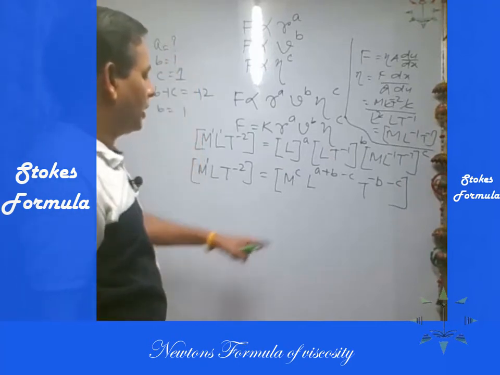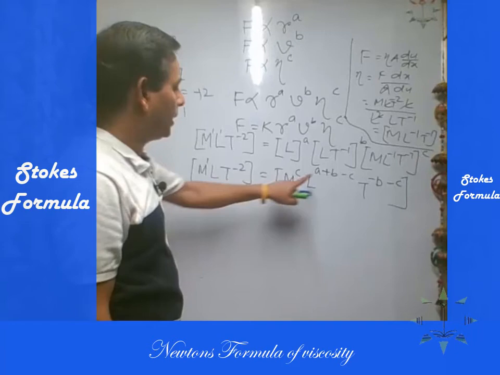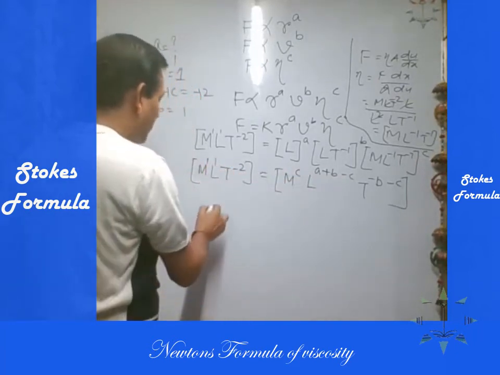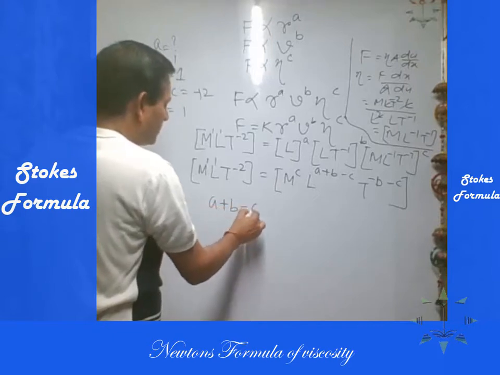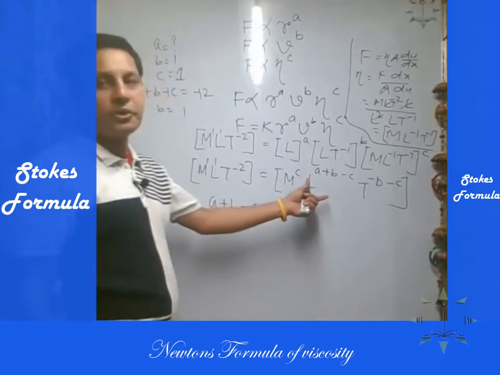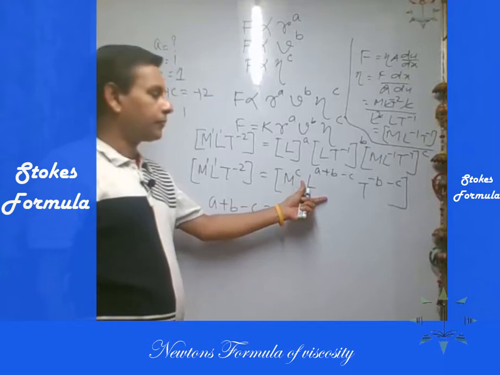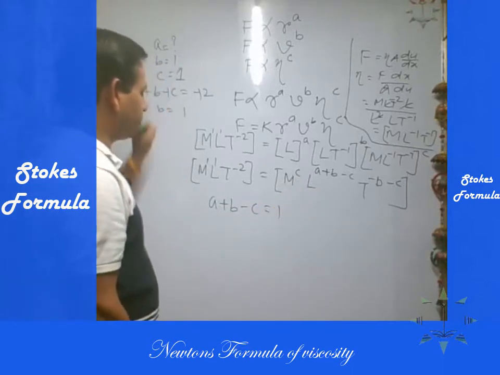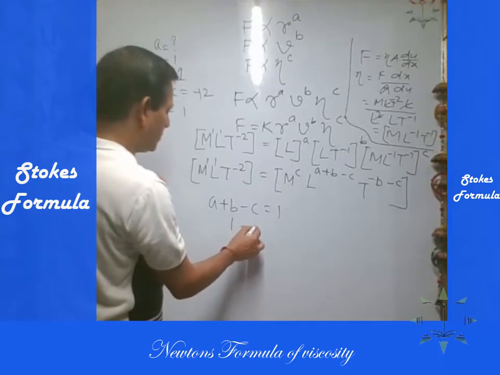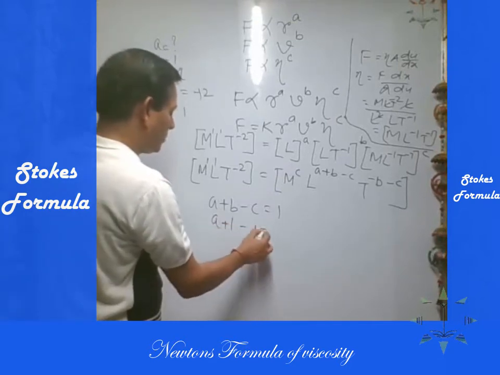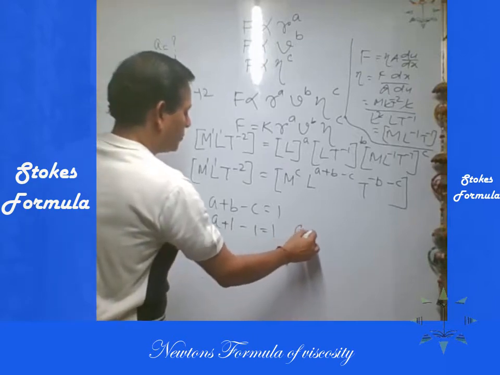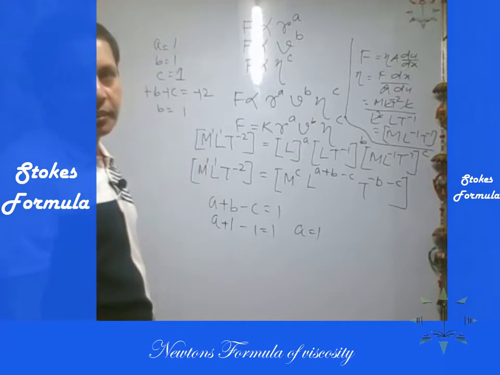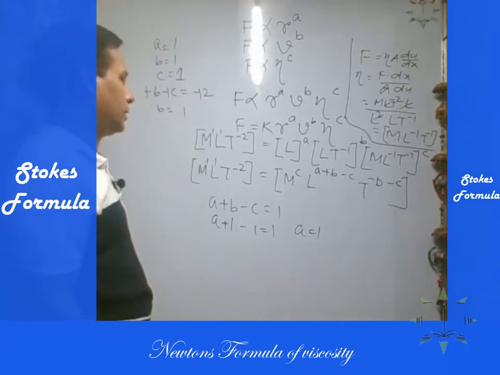Correct. And now L. A plus b minus c is what? L to the power 1. A plus b minus c is 1, equating the dimension of length. So you put the value of b and c. B is 1, c is 1, so a is also 1. So we find that a equal to 1, b equal to 1, c equal to 1. Correct?